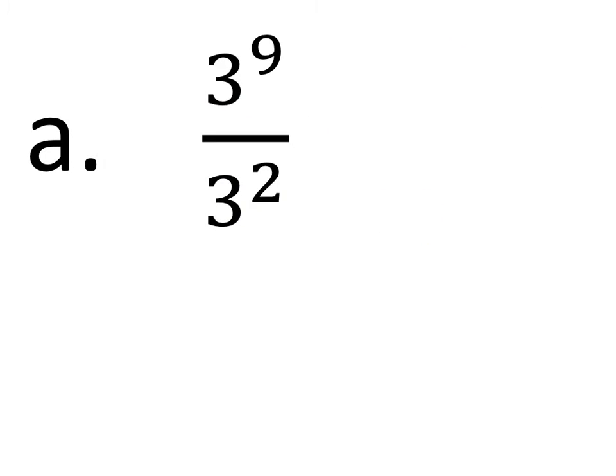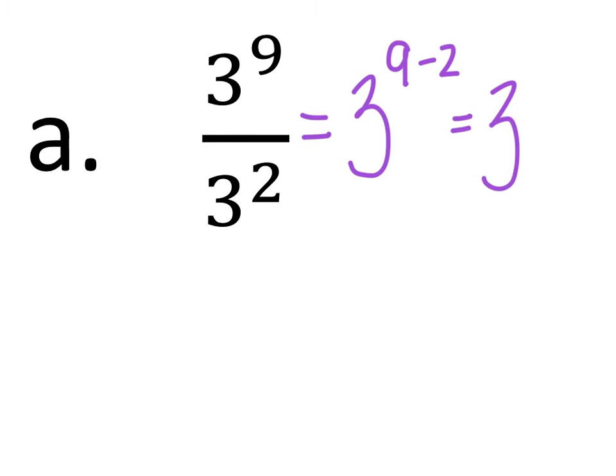Looking at our first example here, we have 3 to the 9th divided by 3 squared. And instead of expanding everything and then crossing out, I'm just simply going to write this as base 3 with the exponent 9 minus 2. Again, when I simplify that even more, I rewrite my base 3. 9 minus 2 is 7. So my final answer is 3 to the 7th power.